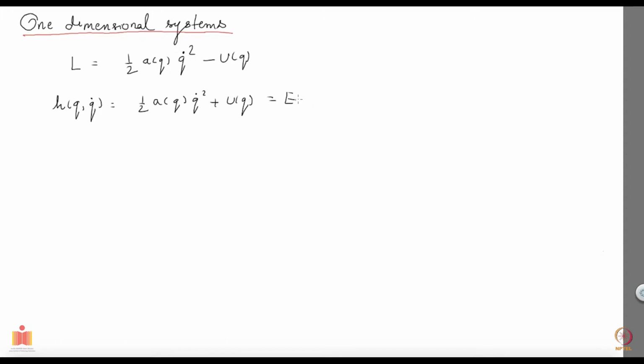Now frequently we are going to encounter a situation where A of q is a constant, which you have seen earlier in our several discussions while studying harmonic oscillators. Frequently we had A of q to be 1 or some constant. So often we will encounter A of q to be a constant. Let me call it A naught.